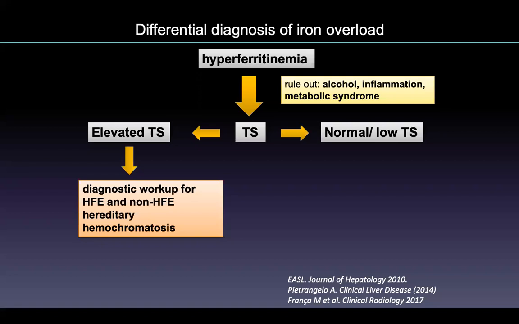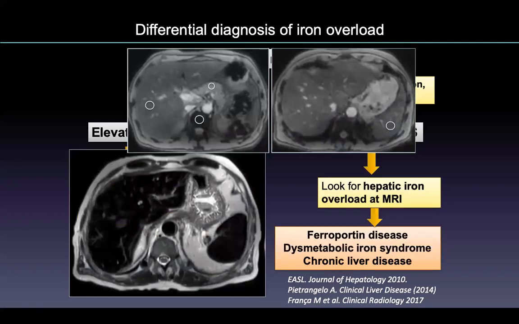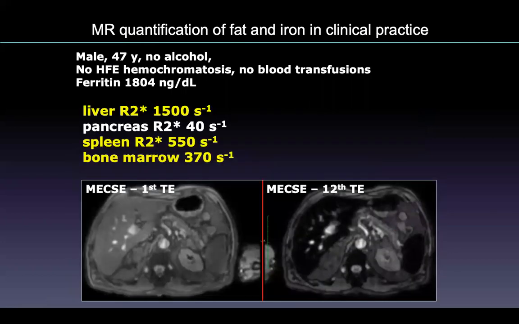But if the transferrin saturation is normal or low, they request an MR to look for hepatic iron overload, but also steatosis. And we must also look for iron in other abdominal tissues, pancreas, bone marrow, spleen, because these measurements can help us to establish the differential diagnosis. We can lead the clinician to different scenarios.